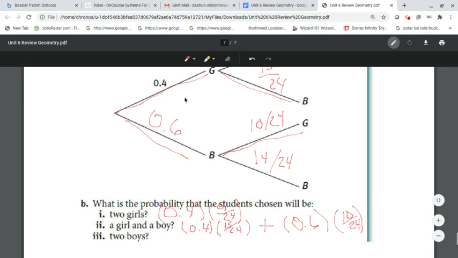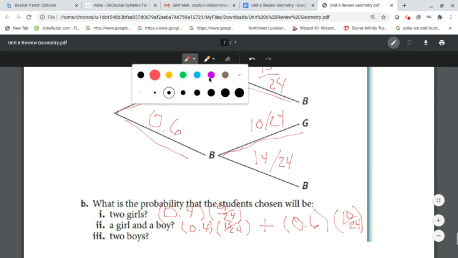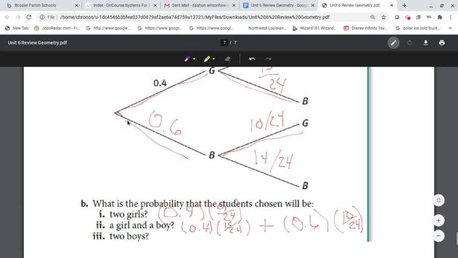And the last one, the probability of getting a boy. So that would be here and here, these 2 here. That's boy. So this would be 0.6 times 14 over 24. All right, and that's all you have to do.